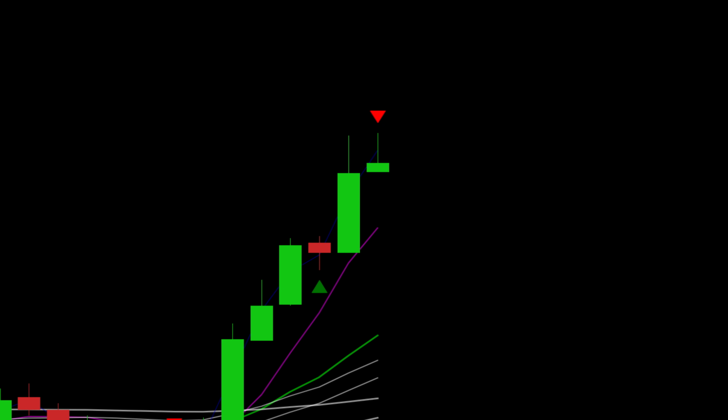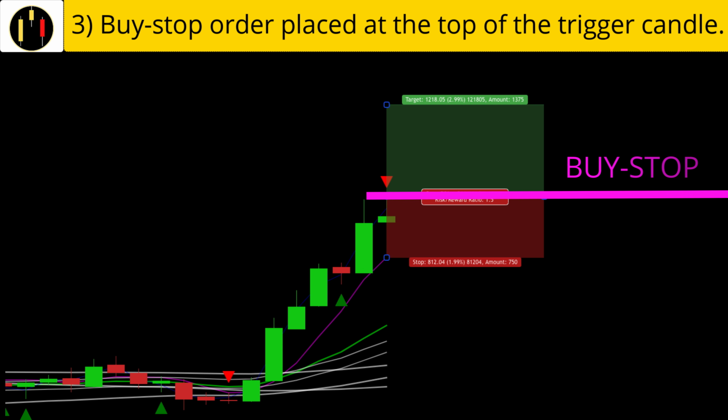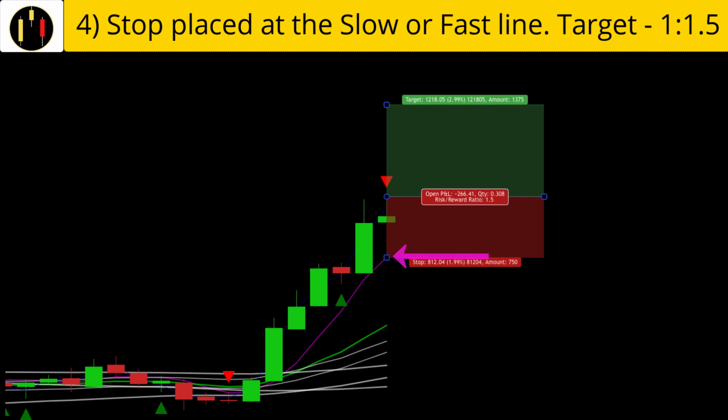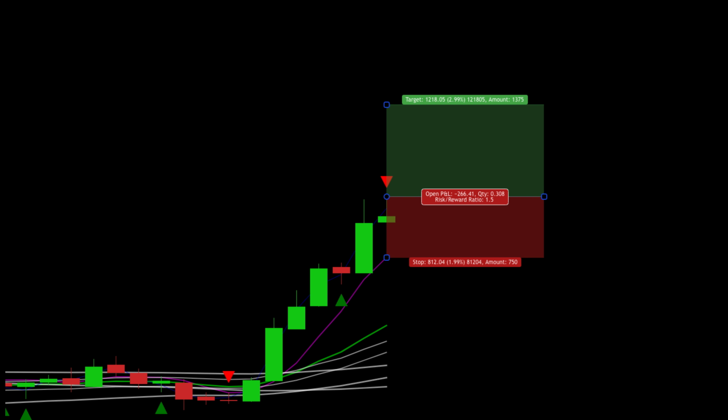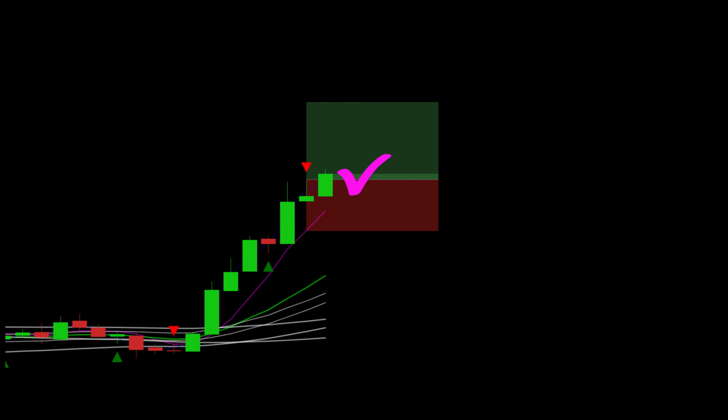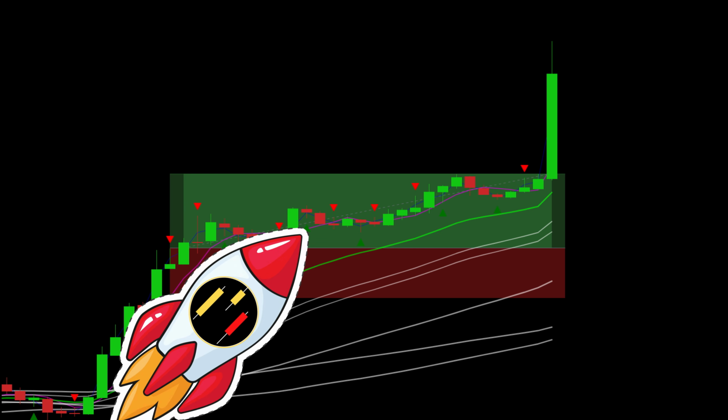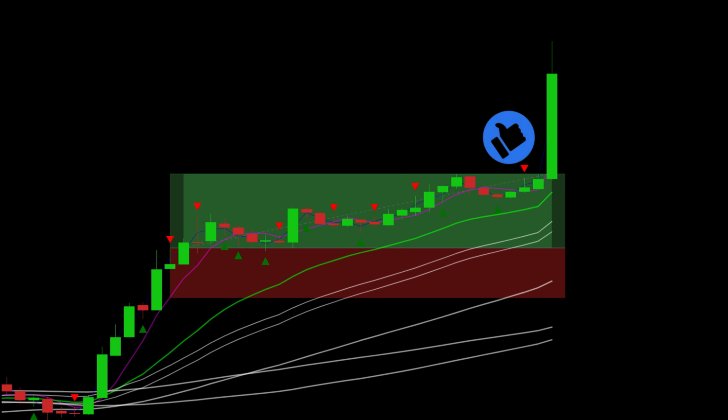That is our trigger. A buy stop order is placed at the top of the trigger candle. The stop is placed at the slow line in purple. However, if the trigger candle touched the slow line, then the stop must be placed at the fast line in green, and the target is 1 to 1.5. We enter the trade on this candle. And after a while, this example hits the target on this very bullish candlestick.